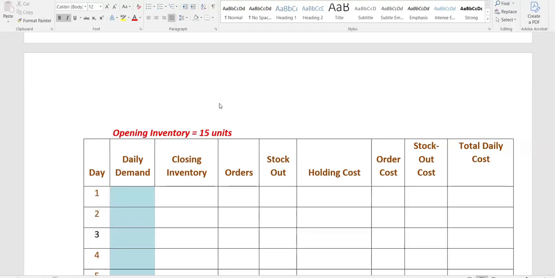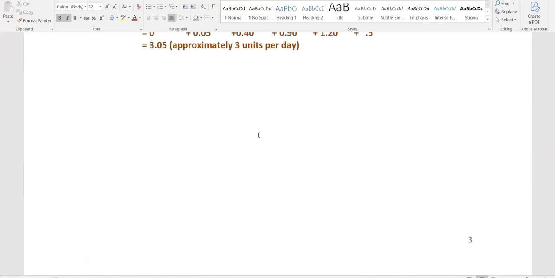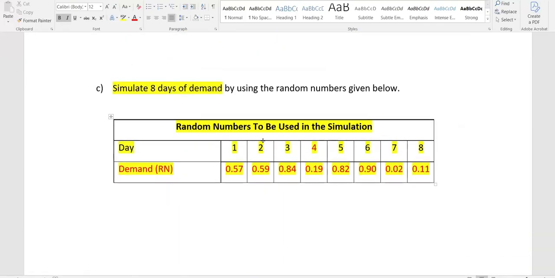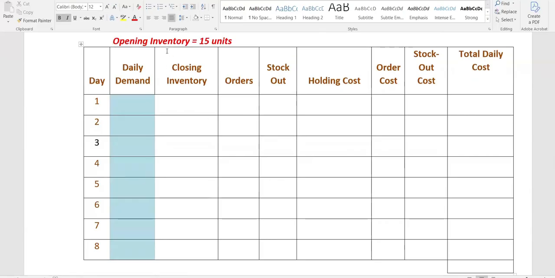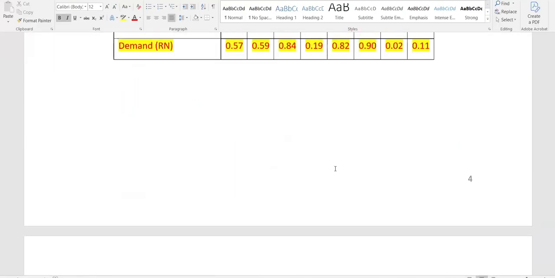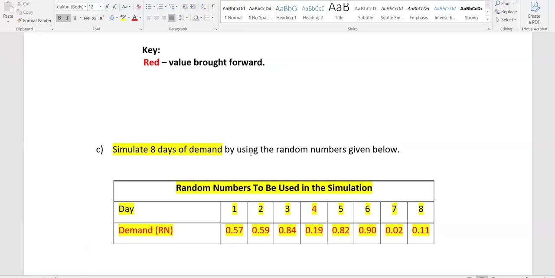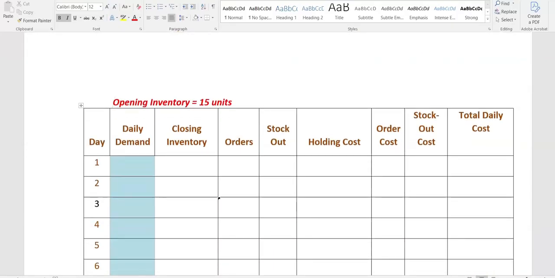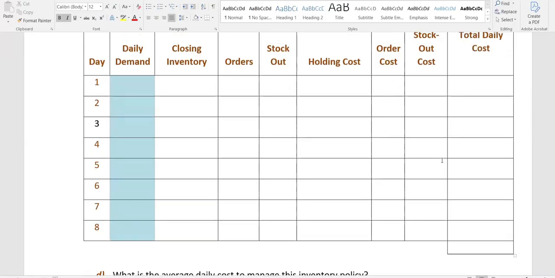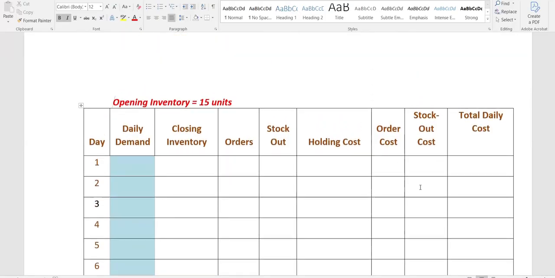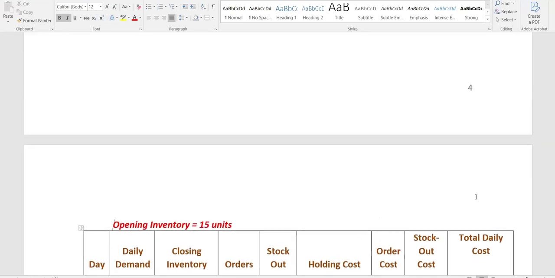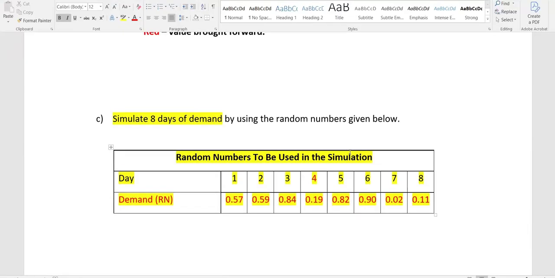All right. So follow me keenly now. Everybody is okay so far, right? Now, you're given this table to fill out. You're given this question, simulate 8 days of demand by using the random numbers given. And you're given this table to complete for the solution, okay? So, here we go. Follow me, guys.